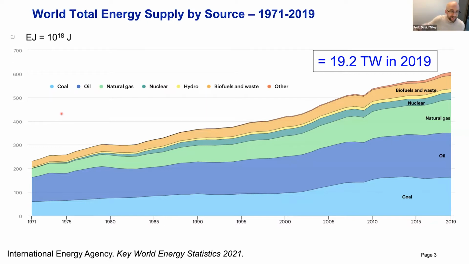What you can see is that clearly most of the energy comes from fossil fuels: coal, oil, natural gas. This little red sliver here at the top, this other, that's what we're interested in. That's solar energy, wind energy, geothermal. And it actually has grown a lot over the last decade, from 1% to 2%. So there's progress going on there.